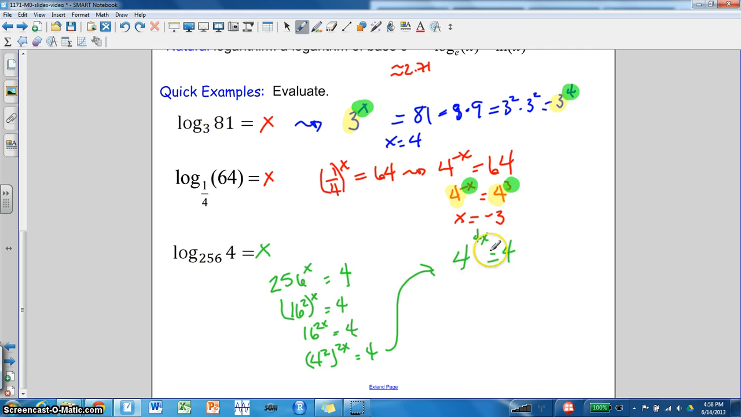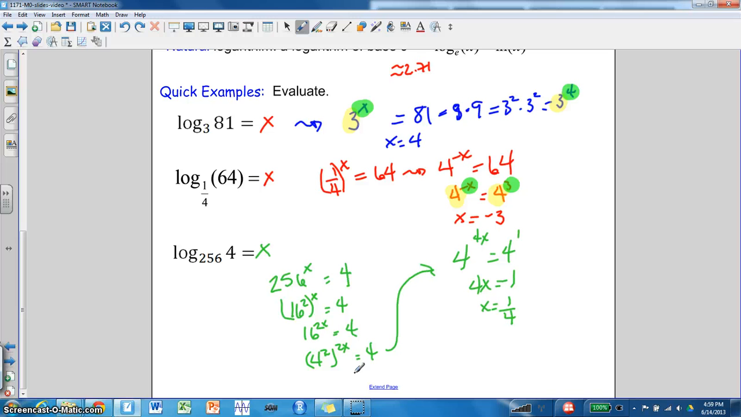Again, same bases, so the power should be the same. 4x is equal to 1. x is equal to 1/4. Okay, and that's a couple quick examples of how we can go between logarithmic form and exponential form.